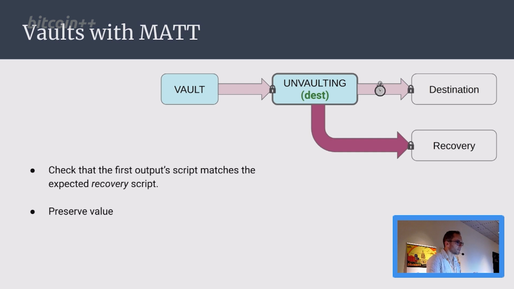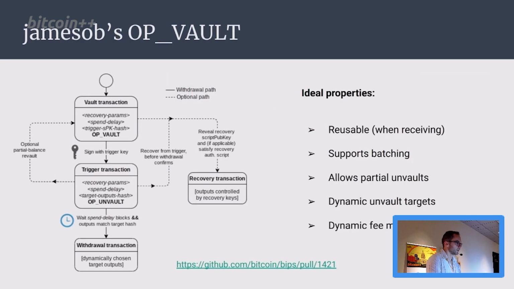And the final spending condition that you want is very simple. If for some reason someone was trying to steal our money, we don't want this transaction to happen, so you have a simple script that checks that the first output exactly matches the expected recovery script. Check template verify, or CTV, can do that. And again, we want to preserve the value. So this is a version of a vault.